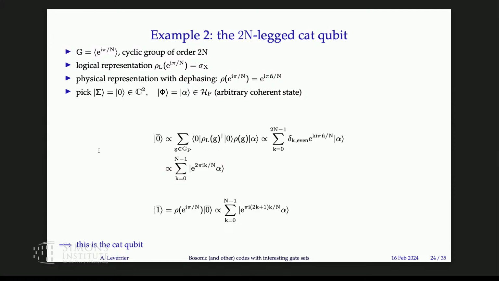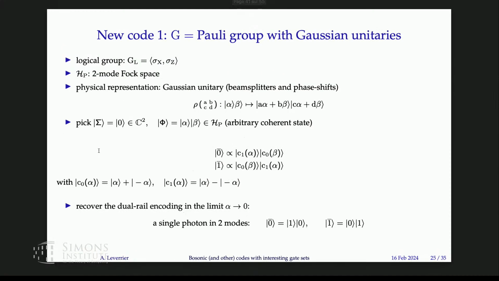Again, without any fine tuning, you didn't need to really look for a code with the good properties. You take the simplest one that you can come up with, and you get the cat qubit encoding. So these are codes that you can recover easily. Now you can play with this formalism a little bit to define new codes, new bosonic codes.